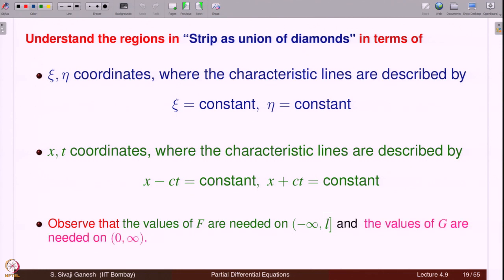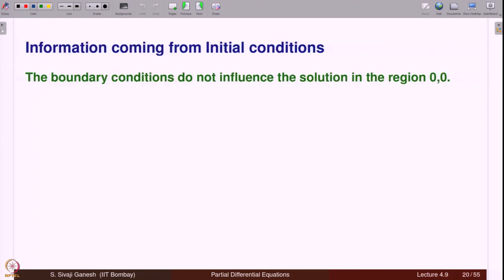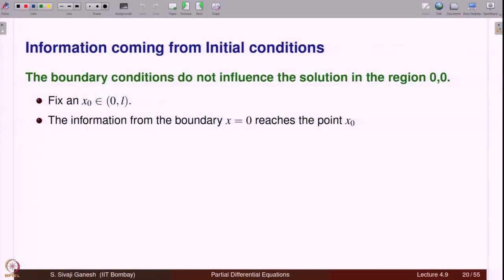And the various regions in this picture, the boundaries are the characteristic lines. Now, if you see the region 0, we have not used boundary conditions. That means boundary conditions do not influence the solution in the region 0. So, fix an x naught in 0, L. The information from the boundary x equal to 0 reaches the point x naught at time x naught by c.